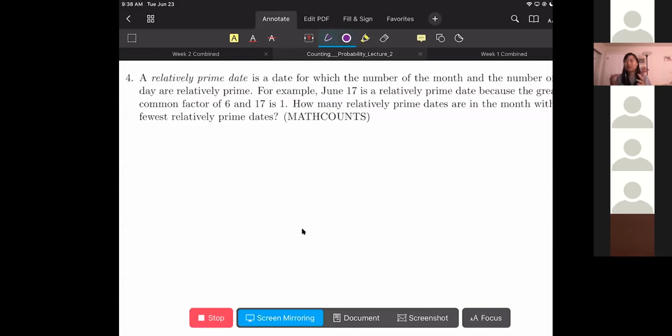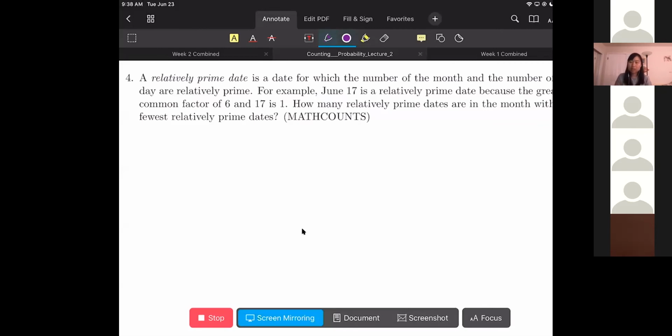15 and 20 are not relatively prime because 5 divides both of them. So in this case, relatively prime just means there's no common factor other than 1. And so we'll call something a relatively prime date if the greatest common factor of the number of the month and the number of the day is 1.